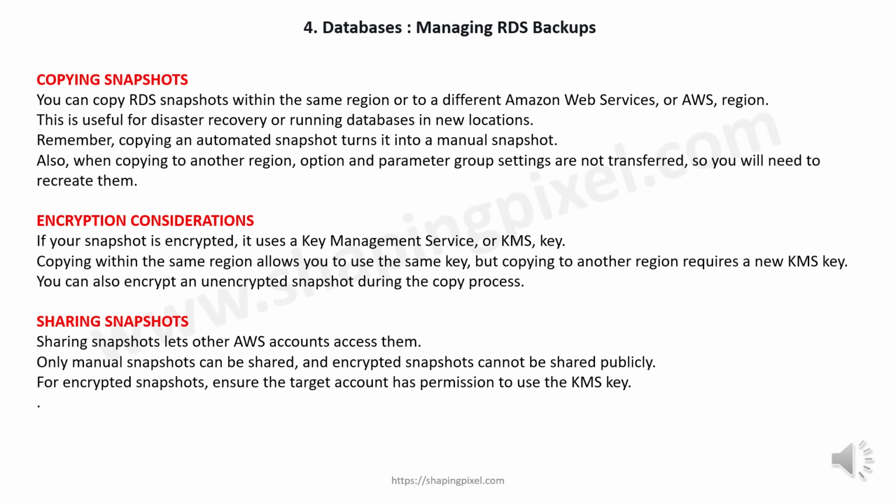Managing backups for your Amazon Relational Database Service, or RDS, is crucial for protecting your data. But after creating a snapshot, what should you do next to ensure your data is safe and accessible? You can copy RDS snapshots within the same region or to a different Amazon Web Services, or AWS, region. This is useful for disaster recovery or running databases in new locations. Remember, copying an automated snapshot turns it into a manual snapshot. Also, when copying to another region, option and parameter group settings are not transferred, so you will need to recreate them.